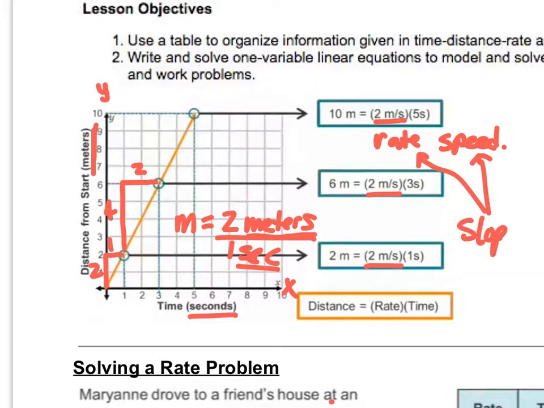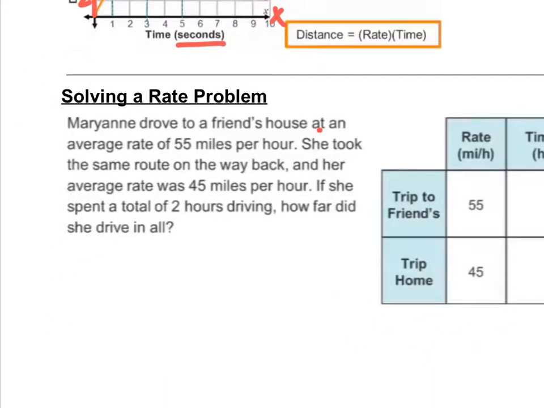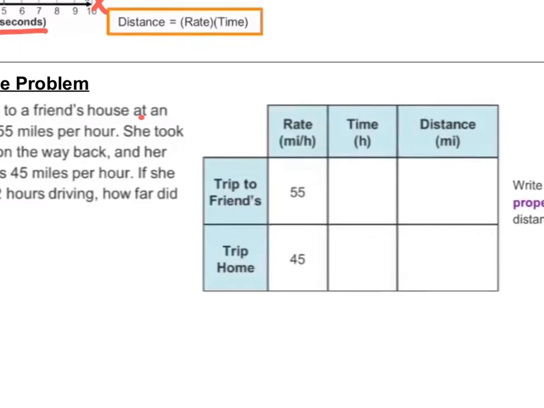That's your slope. So let's take a look at a typical problem that you would see, especially on an ACT exam or something like that. If we read through this, it says Marianne drove to a friend's house at an average rate of 55 miles per hour. She took the same route on the way back, and her average rate was 45 miles per hour. If she spent a total of 2 hours driving, how far did she drive in all? And here's what we would do.